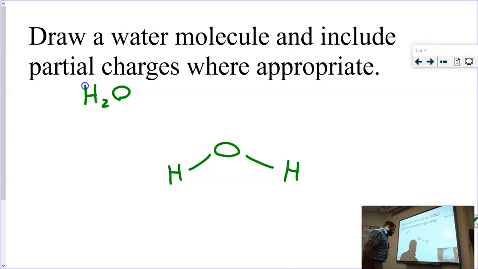This is water. Now, the question is, does water have partial charges? Or are these bonds shared equally? Remember, each bond is 2 electrons. And now let's look at these two elements right here. I have oxygen, I have hydrogen. Which of those is more electronegative? Okay, well, you probably don't know offhand, right? But let's go back to the periodic table.